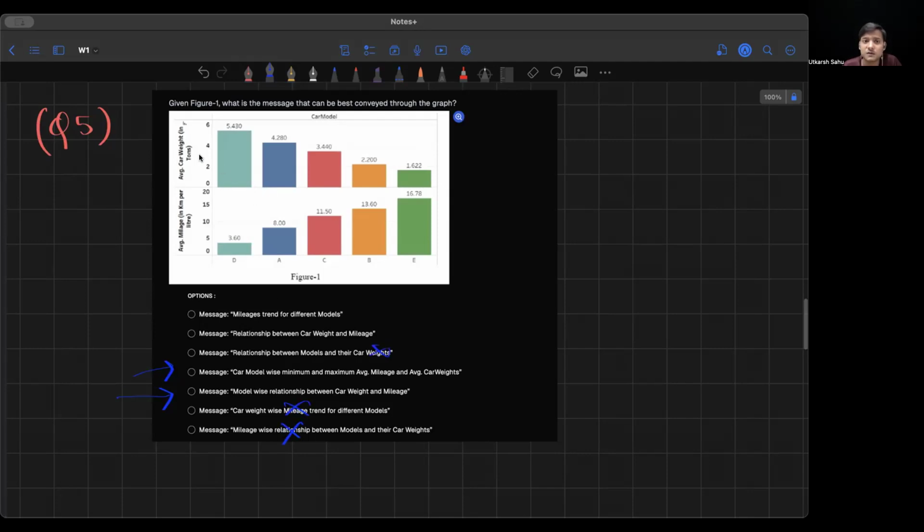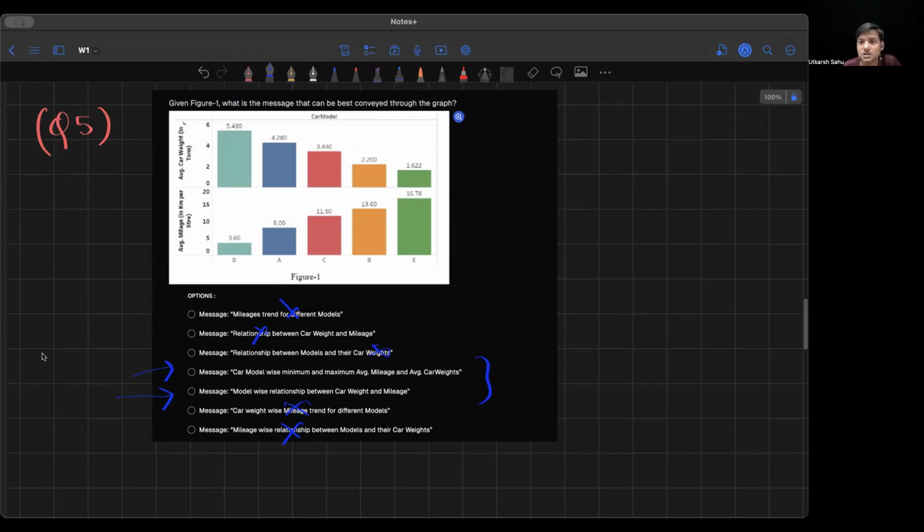There is no relationship between car and, sorry, mileage and weight. The relationship is between weight and the model, and mileage and the model. So that is why this is also wrong. Mileage trend, no, we also have weight, so this is also wrong. So probably you need to choose between these two.